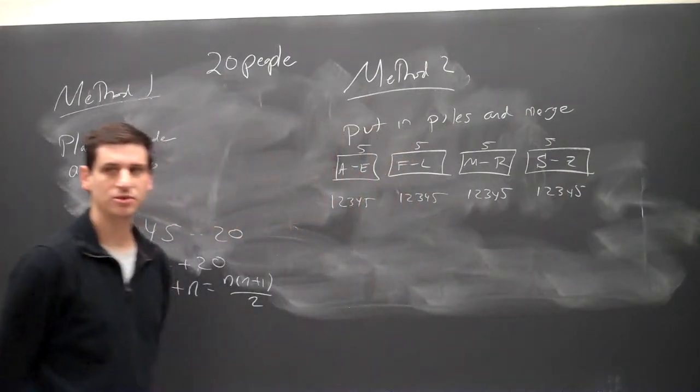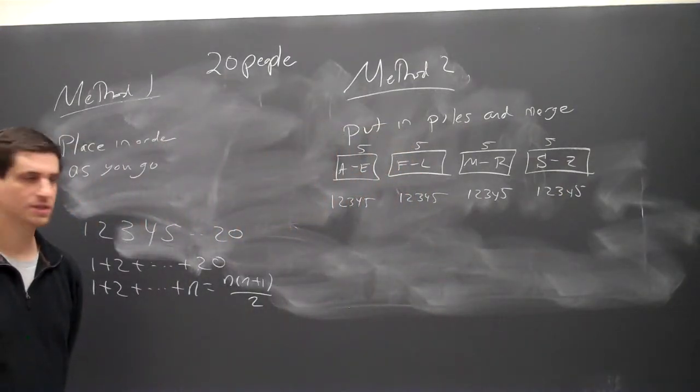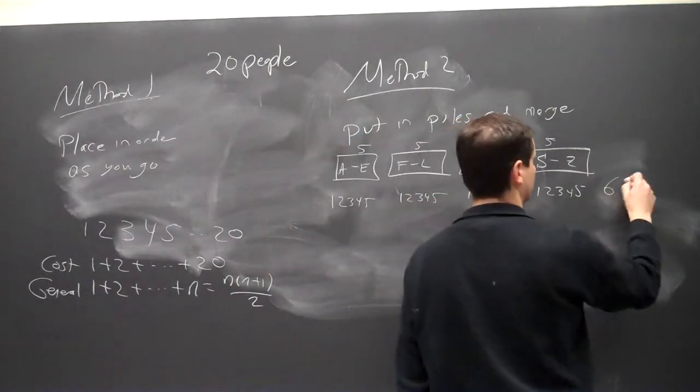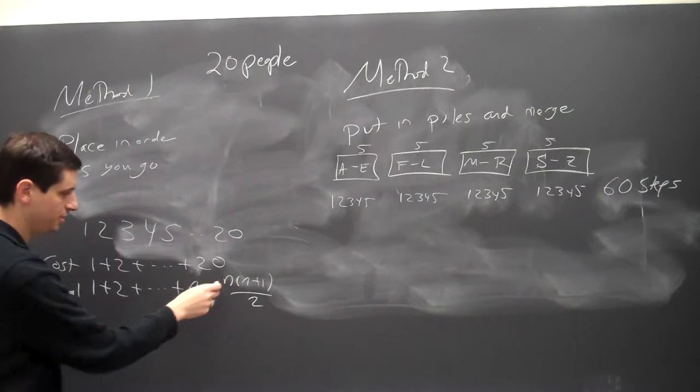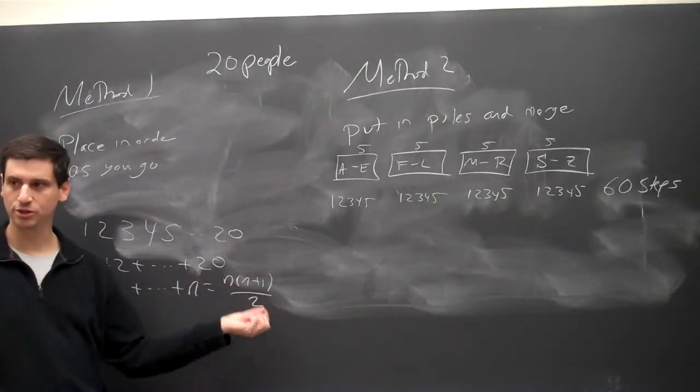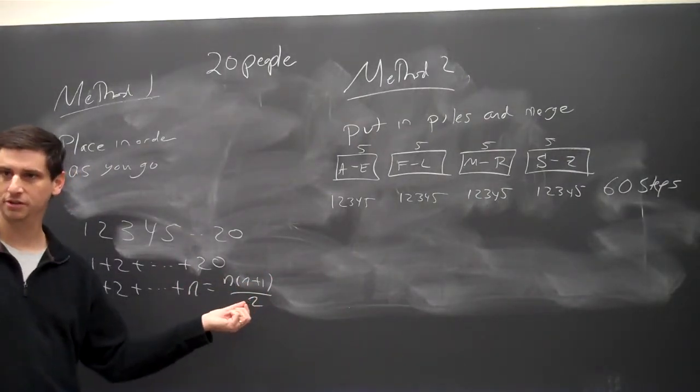And so, how much does that add up to? 60 total. So this is 60 steps. And over here, we should actually put this in 20 times 21 over 2. 20 over 2 is 10, 210.